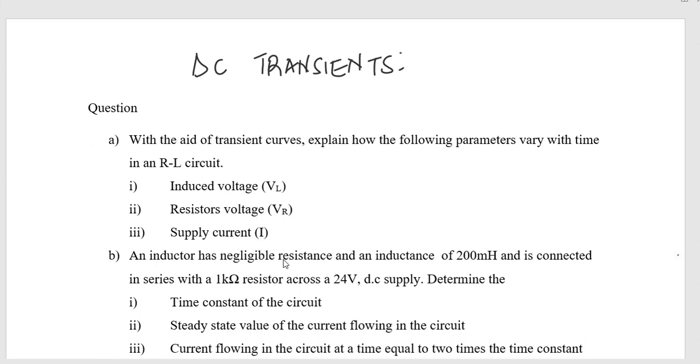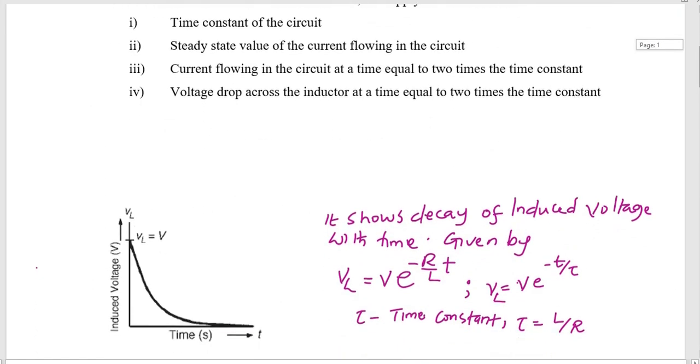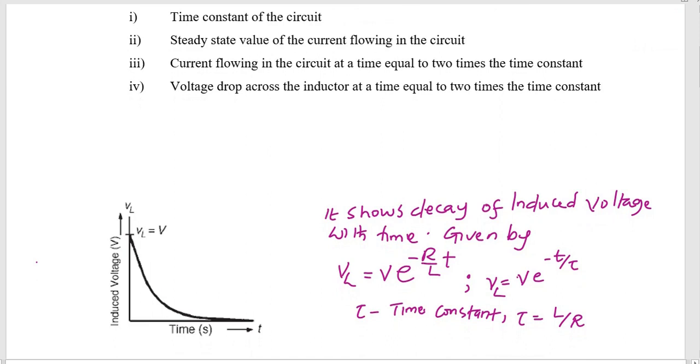Part B says an inductor has negligible resistance and an inductance of 200 millihenries and is connected in series with a 1 kilo ohm resistor across a 24 volt DC supply. Therefore, determine the time constant, the steady state value of the current flowing in the circuit, the current flowing in the circuit at a time equal to 2 times the time constant, and finally, the voltage drop across the inductor at a time equal to 2 times the time constant. So let us look at the solutions.